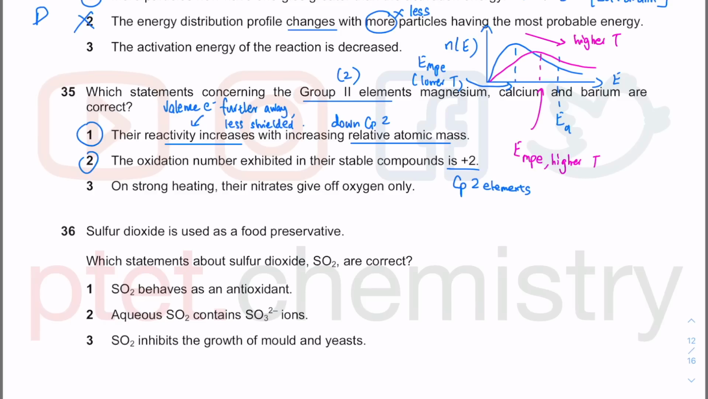Number 3, on strong heating, their nitrates give off oxygen only. The only is the wrong bit because you do get NO2, you do get half O2, you do get the metal oxide, M2+ O2-, from this M2+ and NO3- twice here. This is the thermal decomposition of group 2 nitrates. A balanced equation is required for you to do any sort of stoichiometric calculation. So 1 and 2 is option B.